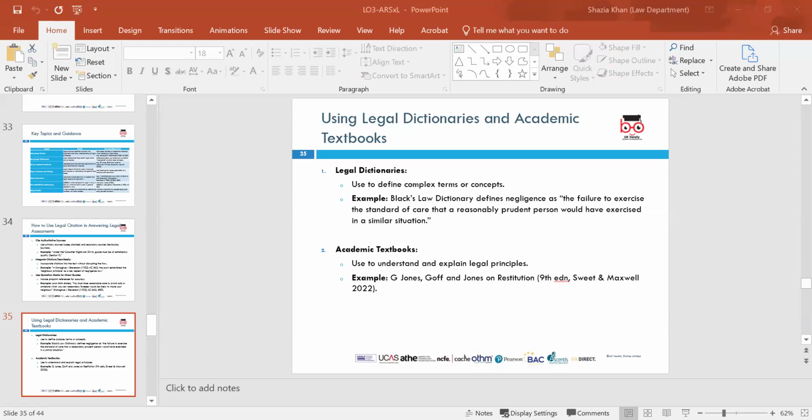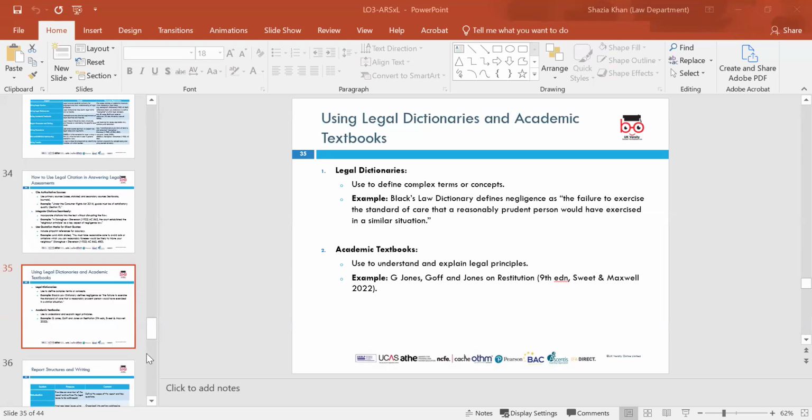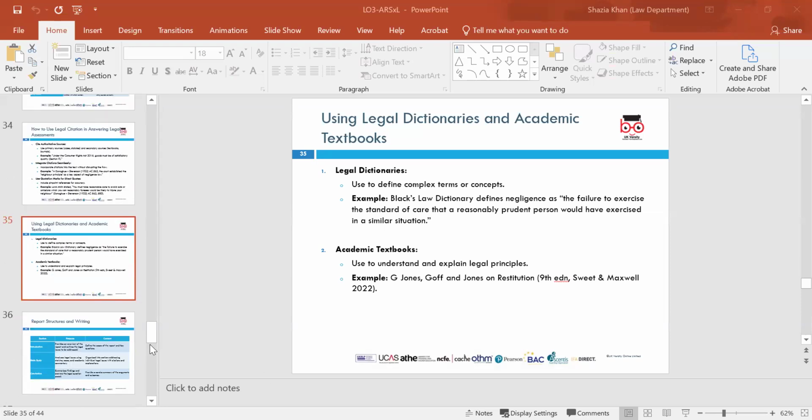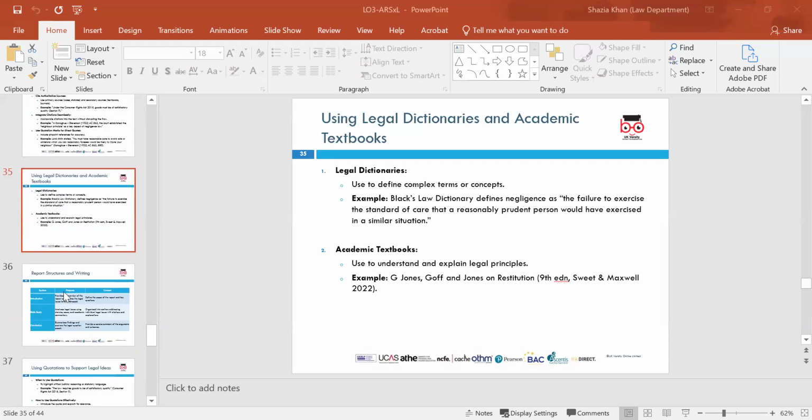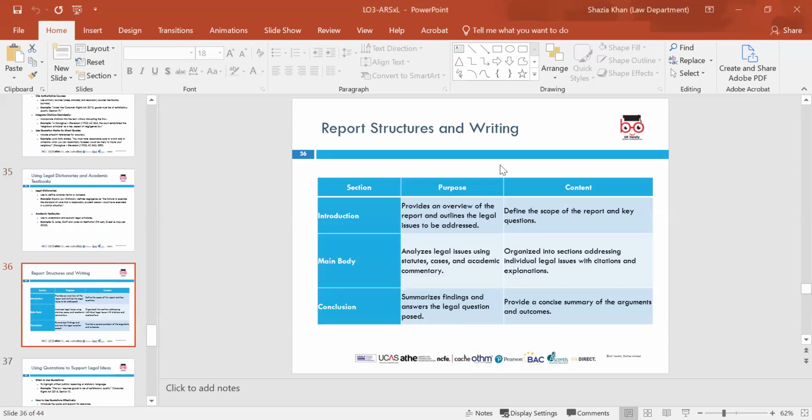Academic textbooks are really important as well, to understand and explain legal principles. You need to be using academic sources, such as academic books, that will help you identify legal principles, but also help you explain and understand them, and grasp certain concepts as well. So you need to be referring to academic textbooks to help you as well. Report structuring and writing.